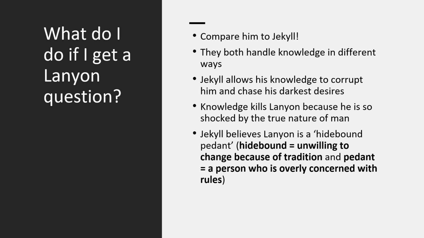Jekyll believes Lanyon is a hide-bound pedant. Hide-bound means unwilling to change because of tradition, and a pedant is a person who is overly concerned with the rules. So we can see here where Lanyon is very traditional. He represents all of those traditional Victorian beliefs, and specifically traditional Victorian beliefs about science and the bounds that we had to put on science. Whereas Jekyll believes in pushing those boundaries, in pushing those rules. So he is definitely not a pedant, but he describes Lanyon as one.